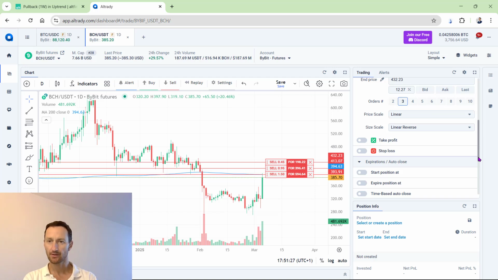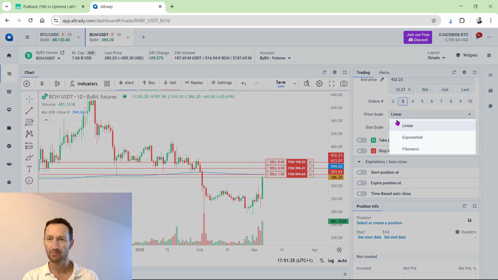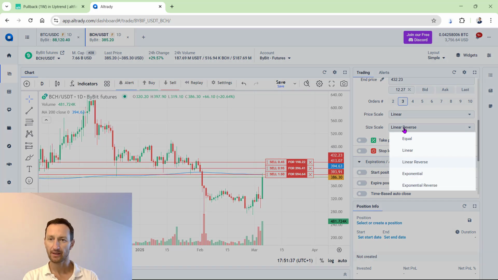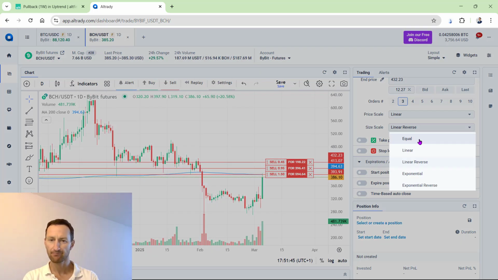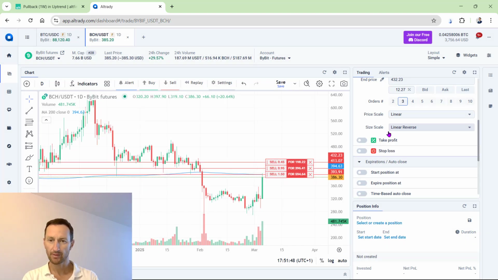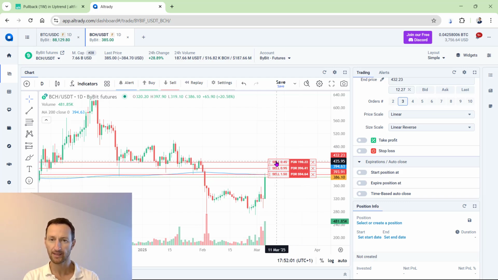And the nice part is also that there's different choices on how I want to spread my orders, whether it's linear or exponential, but also the size scale, linear reverse. So right now I have, I believe, linear reverse. Linear reverse means that I'm going to sell most of my position at the first level, 394, some at the next level, and the least at the last level. But I could reverse that.